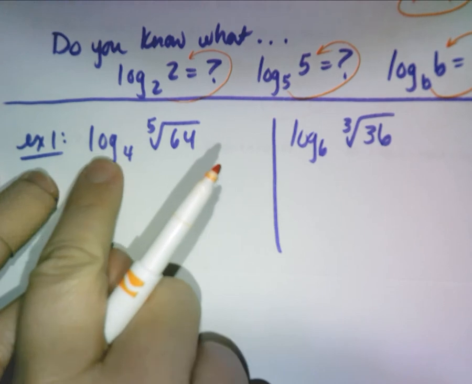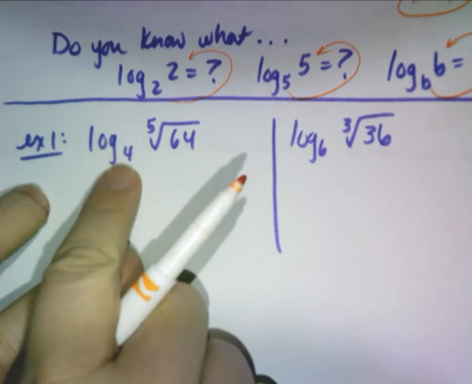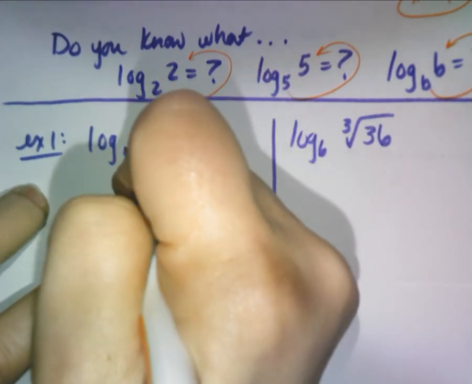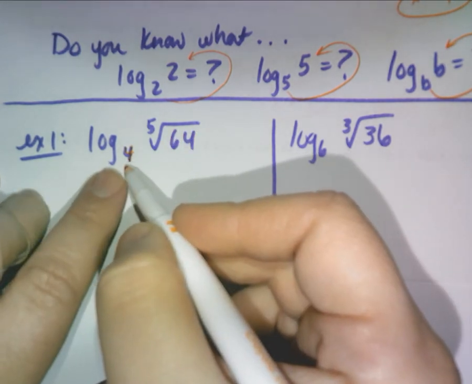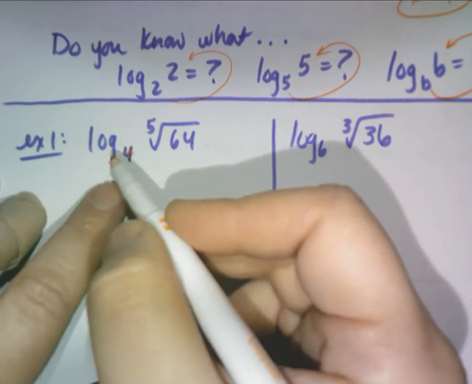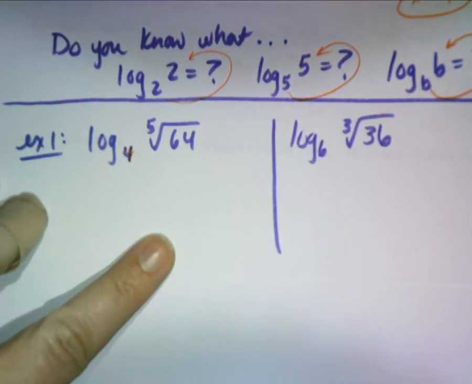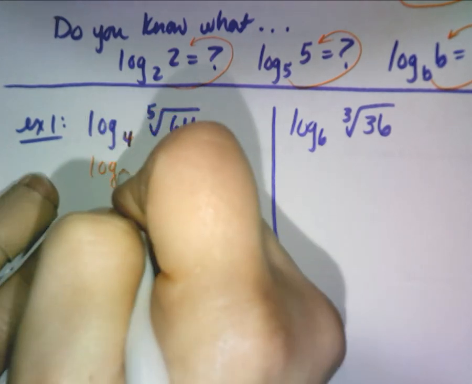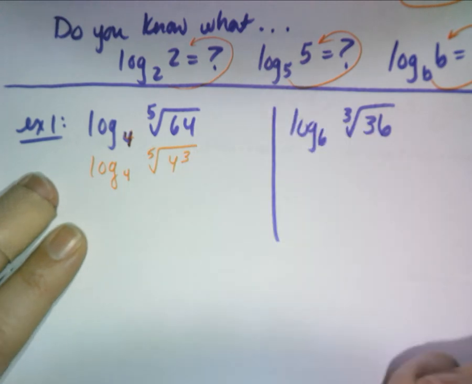So here's what you're going to do for the first part of your homework tonight. Write this down. Log base 4 of the 5th root of 64. When they are giving you a base, what they're really telling you is, hey, try to get that number to be that base. Try to get 64 to be base 4. Does anybody know what 64 is as a base 4? Because you should. It's 3. 4 squared is 16. 4 cubed is 64. So if I were to rewrite this, I'd say log base 4 of the 5th root of 4 cubed, right?